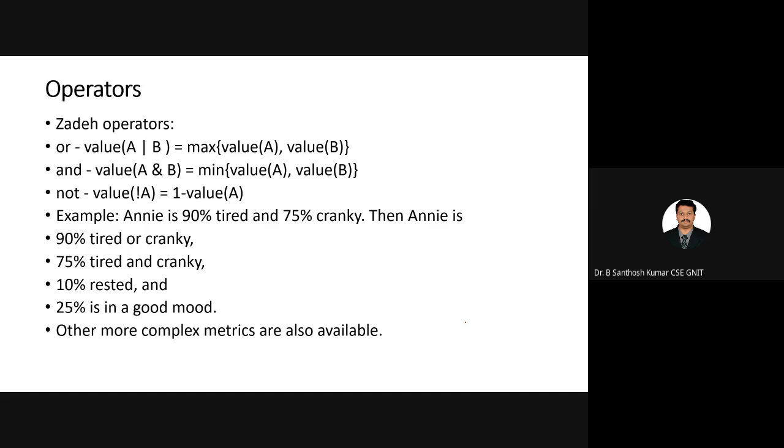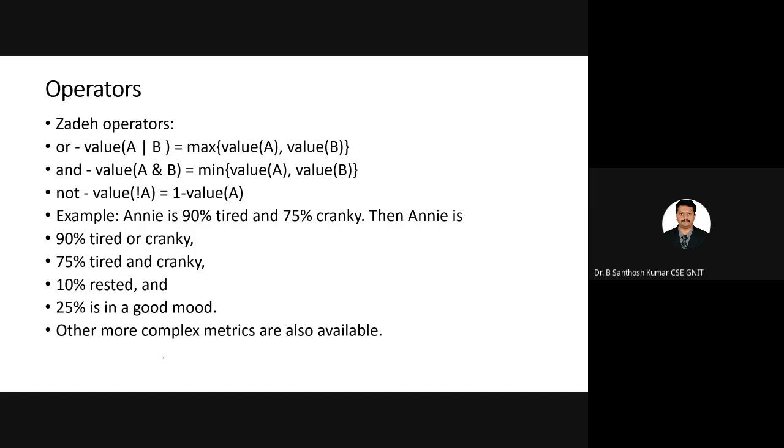So, for example, if Annie is 90% tired and 75% cranky, then Annie is 90% tired or cranky, or 75% tired or cranky, or 10% rested, or 25% in a good mood. The 10% rested means that, out of a total of 100%, if 90% is tired, then 10% is rested. Here, 75% cranky means that 25% is in a good mood.